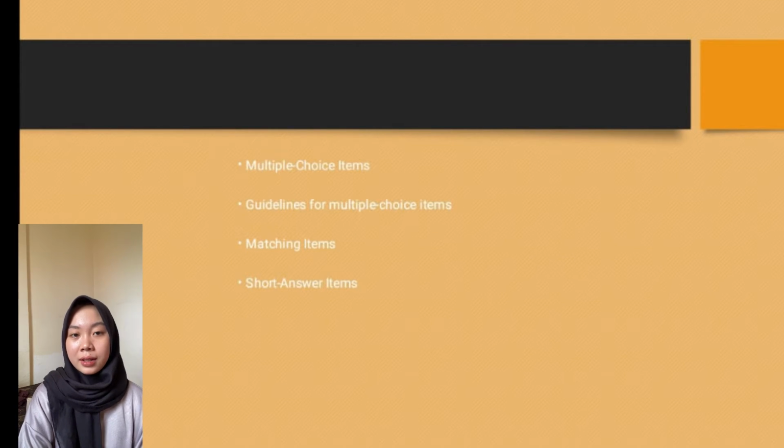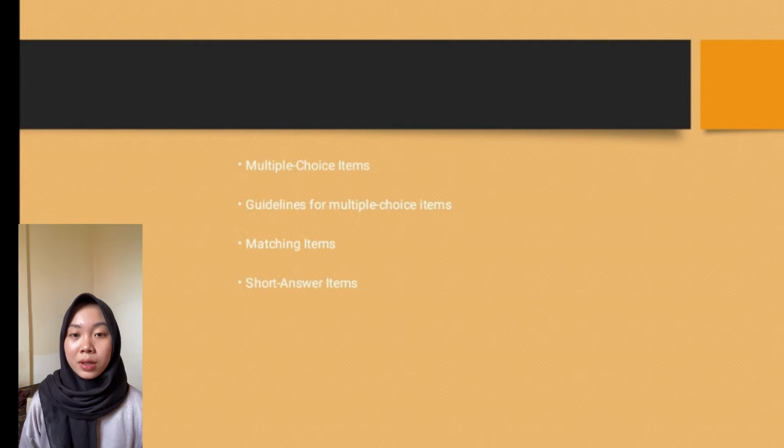Okay, the next point, there are multiple choice items. Multiple choice items are considered to be the most useful items used in objective tests. Unlike true or false items, multiple choice items can be used to judge higher level thinking, such as application and analysis.